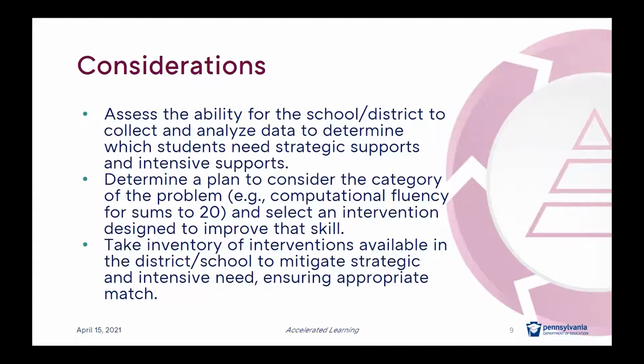It is also important to determine a plan when we're thinking about strategic supports to consider the category of the problem. For example, if we have a group of students missing computational fluency skills for sums to 20, what type of intervention is designed to specifically target and improve that skill?